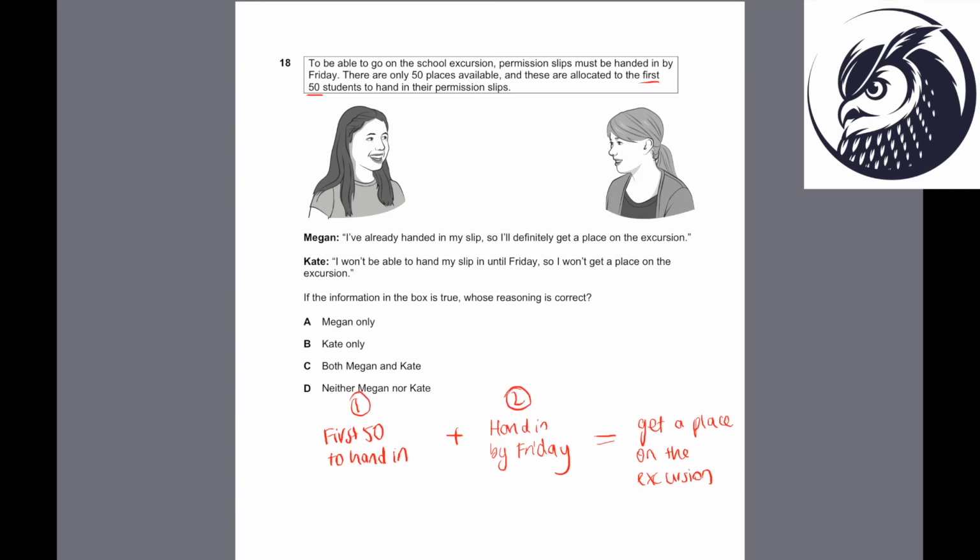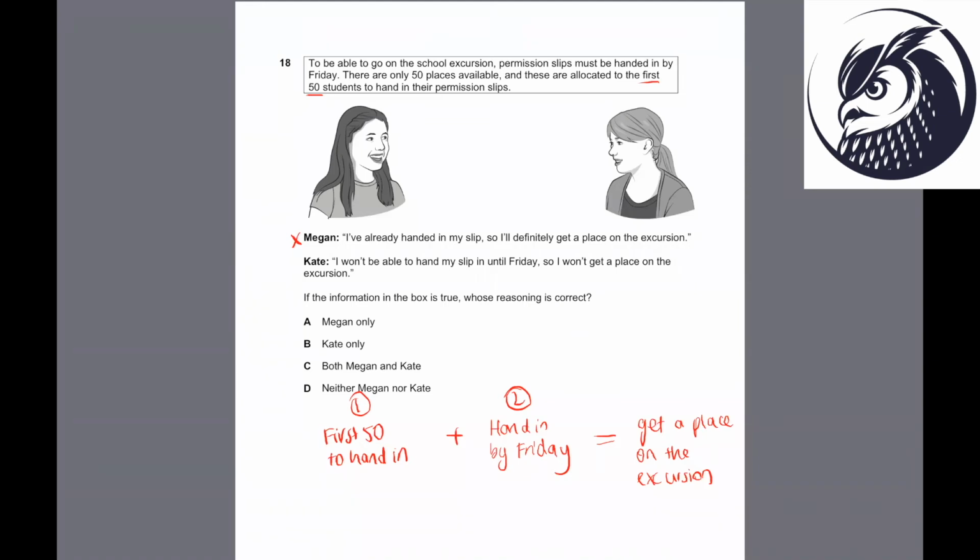So now let's have a look at our statements by Megan and Kate. So Megan says, I've already handed in my slip, so I'll definitely get a place in the excursion. Now, Megan's statement is not very specific. All we know is she's handed in her slip. We don't even know if she handed it in by Friday. We don't know if she was in the first 50 to hand in. So she cannot be sure to get a place in the excursion. There's not enough information for Megan's statement to be correct. So therefore, since she has not explicitly satisfied those 2 conditions, she has made an incorrect statement here, or conclusion.